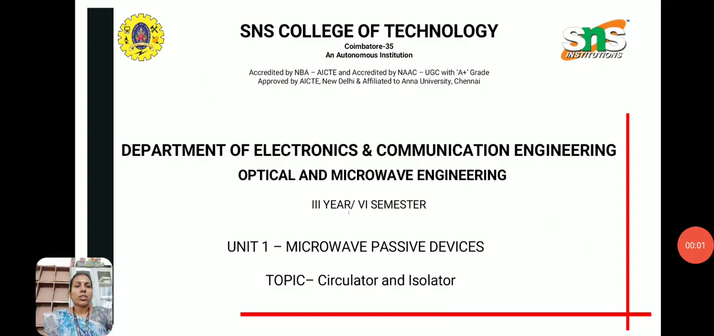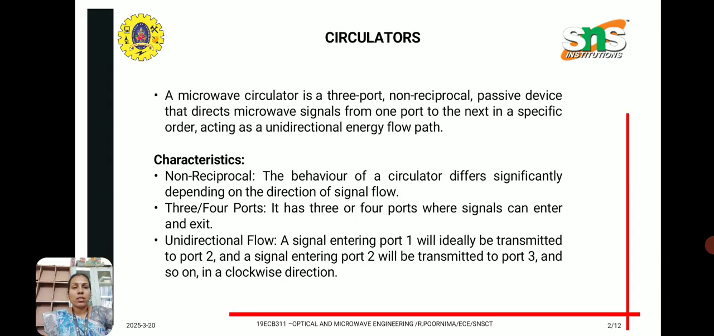Welcome to this video lecture on the subject Optical and Microwave Engineering. In this lecture, we are going to discuss circulators and isolators. A microwave circulator is a 3-port non-reciprocal passive device. This circulator is used to direct a microwave signal from one port to the next immediate port, acting as a unidirectional energy flow path.